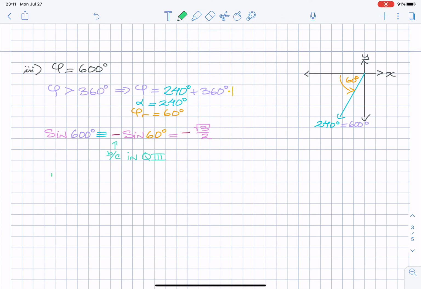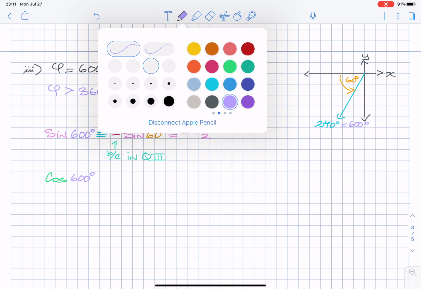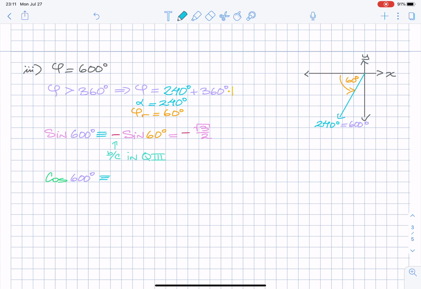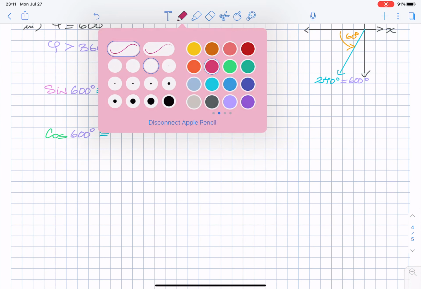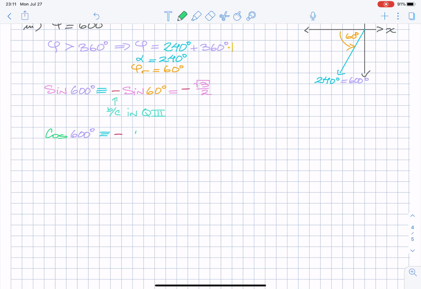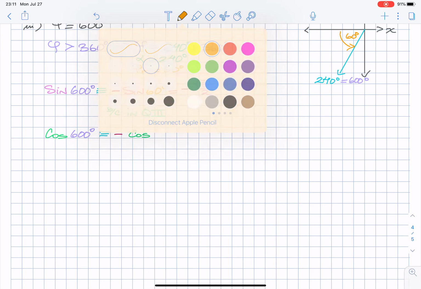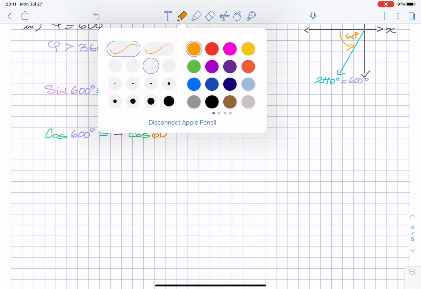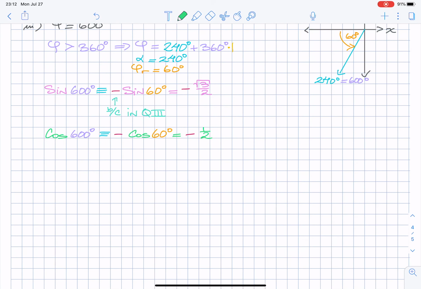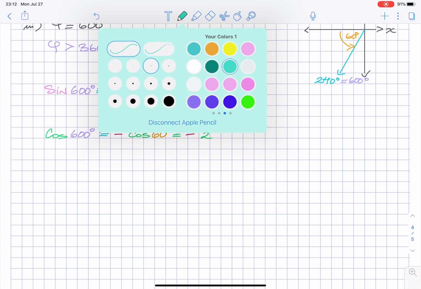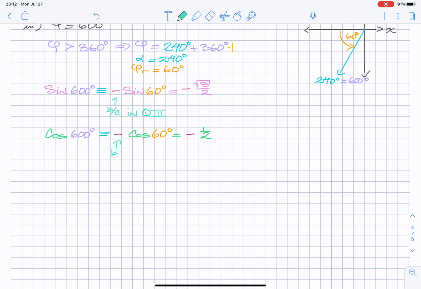Similarly, cosine of 600 degrees is going to be equivalent to negative cosine of the reference angle 60. And that's going to be negative, what was cosine of 60 again? Wasn't it like 1/2? Okay. So once again, let's annotate. This is also because the negative, we're in quadrant 3, so both y and x are negative in quadrant 3.